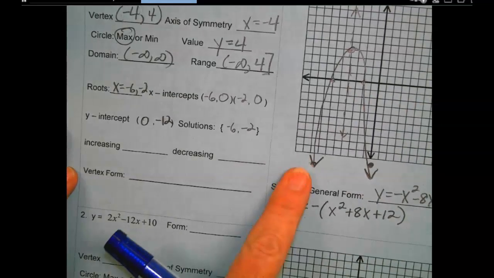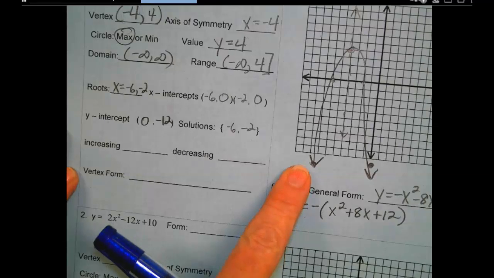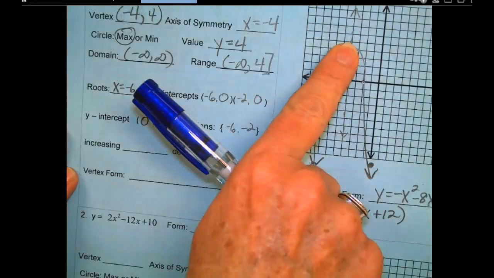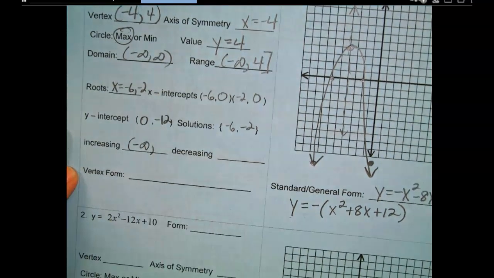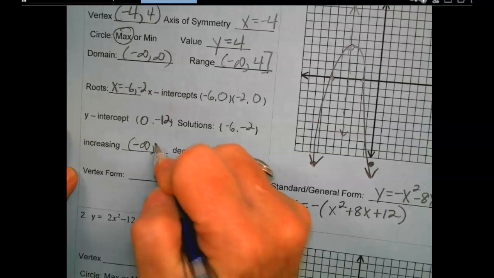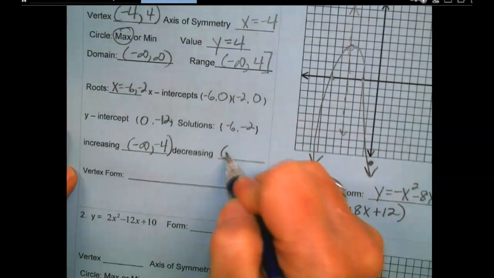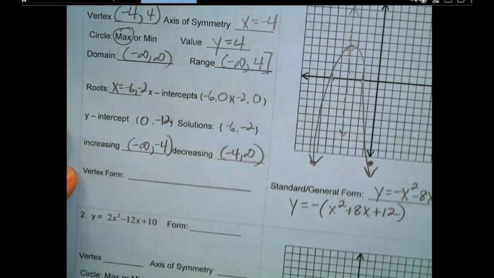So if I put my finger and move towards the vertex, am I increasing or decreasing? Increasing. So that's going to be from negative infinity to which value, x or y? Which is negative 4, and then negative 4 to infinity.